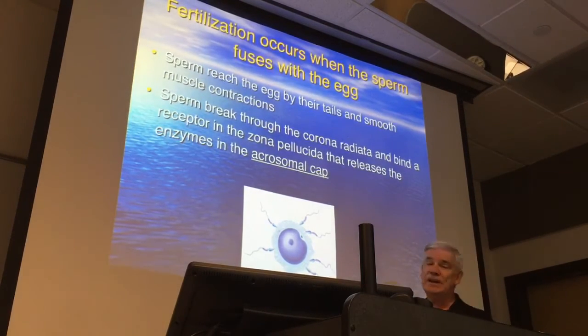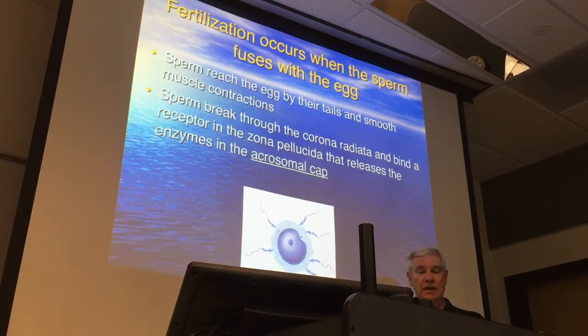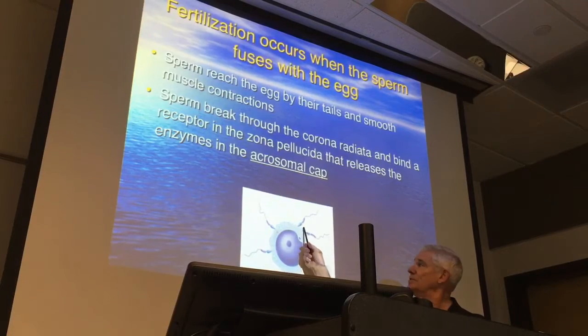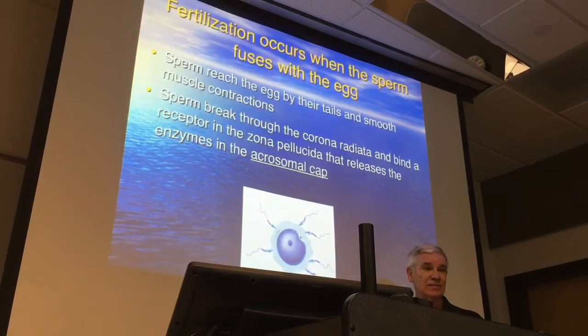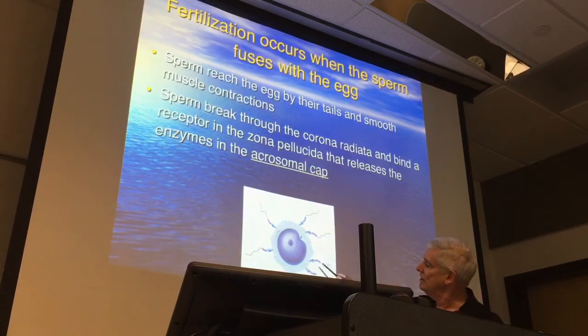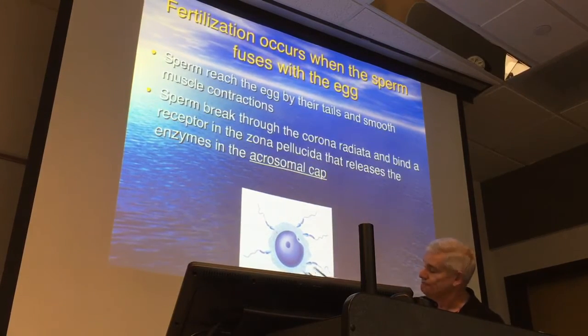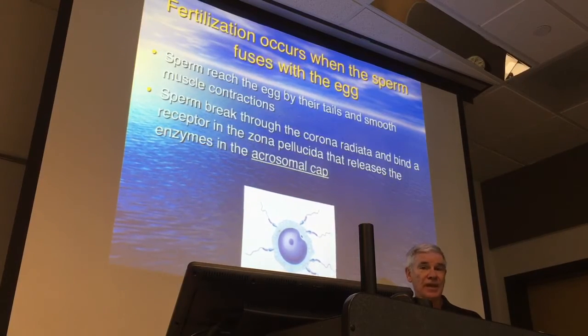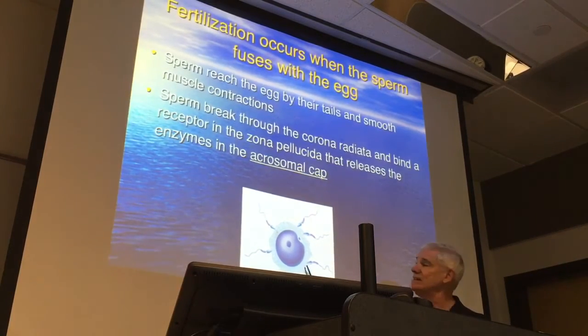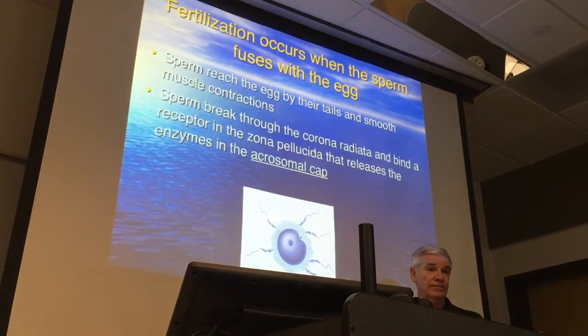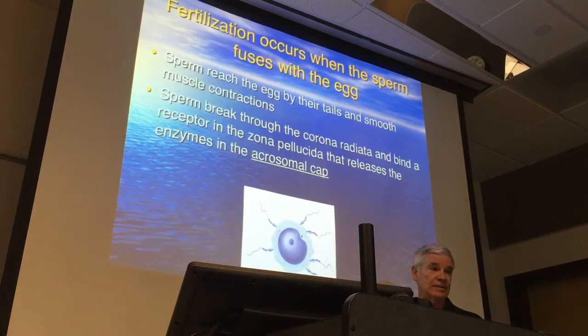Okay? When they reach the zona pellucida, the anterior portion of the sperm encounters a molecular receptor in the zona pellucida. When that receptor binds to the tip of the sperm, it releases enzymes that are stored in the acrosome. The first part of the sperm is called the acrosome, and there are some stored enzymes at that location. Those enzymes are released only when it reaches the zona pellucida. They're not needed to get through the corona radiata.